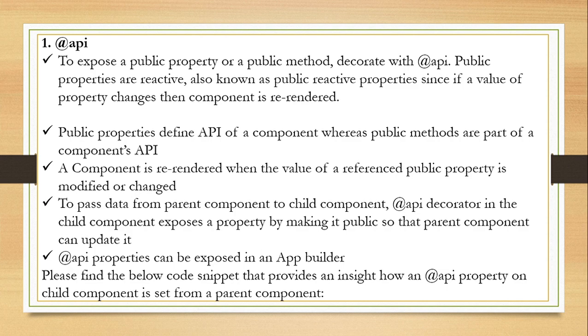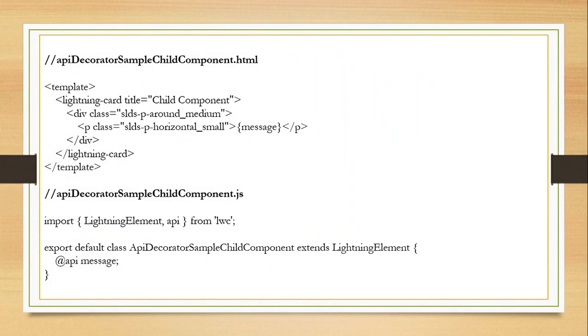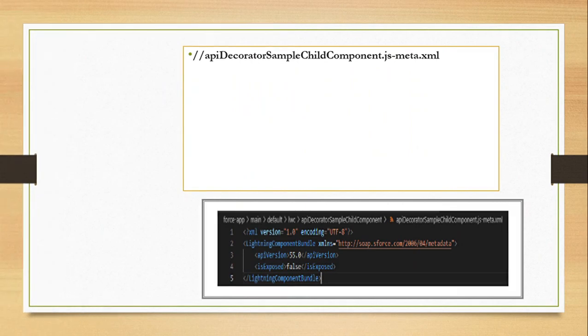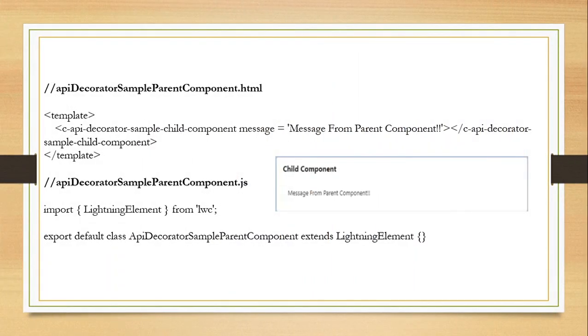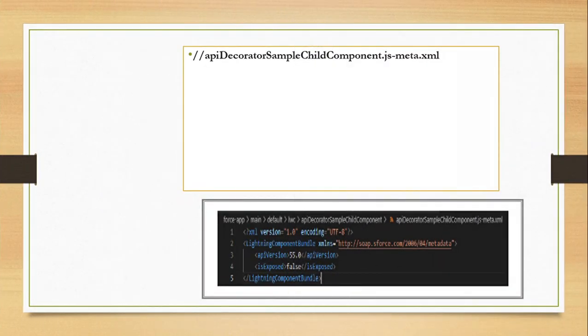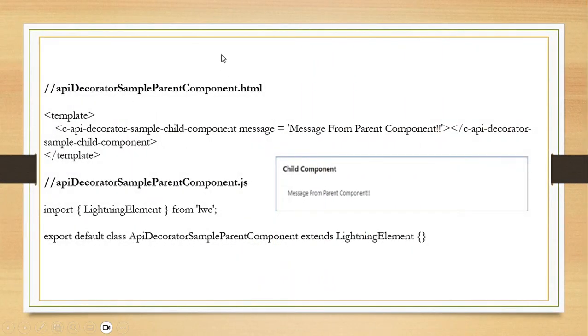To pass data from parent to child component, the @api decorator in the child component exposes a property by making it public so that the parent component can update it. Here is the example using the @api decorator: apiDecoratorSampleChild component.html, here is the meta.xml file. This is the child component, and this is the parent component, apiDecoratorSampleParent component.html. What is the message from the parent component?